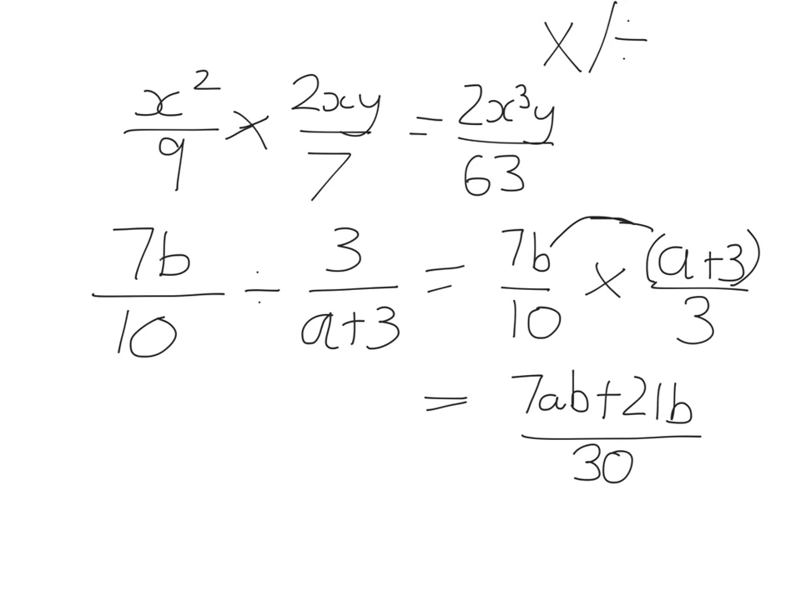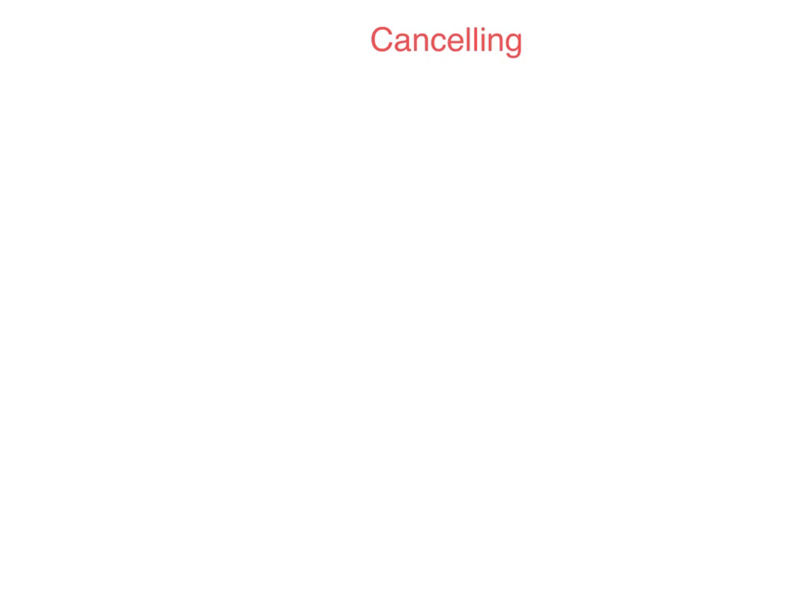Okay? Now, it may be tempting to cancel here, but we actually can't. I'm going to go through cancelling now, and hopefully you'll be able to see why we can't cancel this one. It is because there are no common factors. So cancelling is essentially just a way to simplify fractions. We're essentially dividing the top and bottom by a common factor.